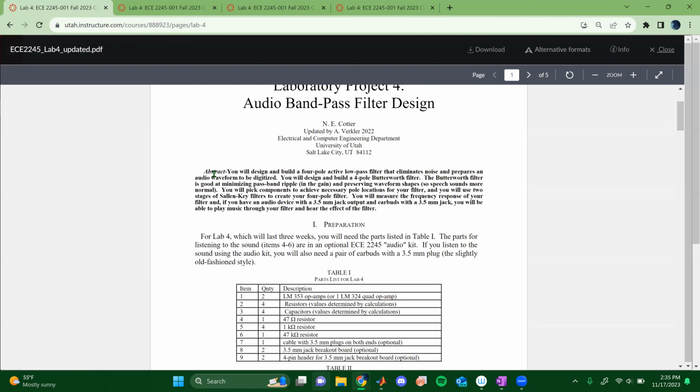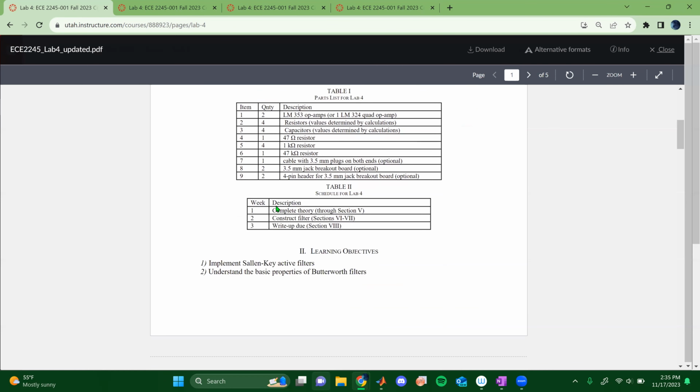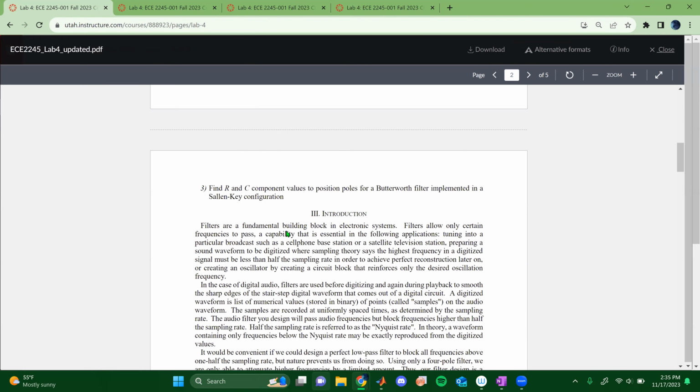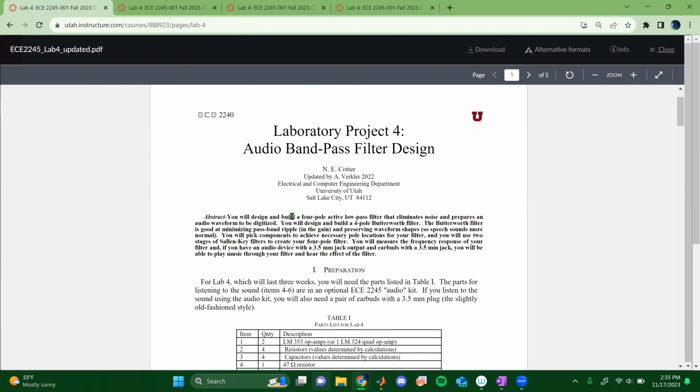In your own time, it's worth reading the abstract and the introduction here. And I'll just do a quick cursory overview of this. So in Lab 4, we'll be designing an audio low-pass filter. This is a typo, which is funny because it's in the title, but that was super confusing.